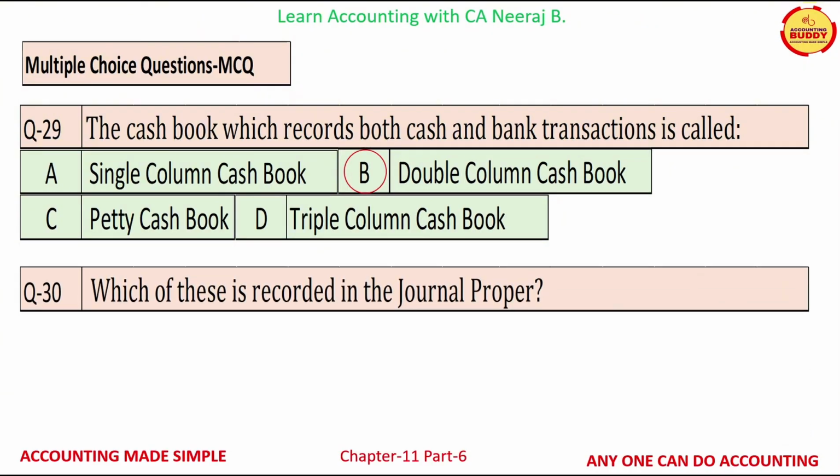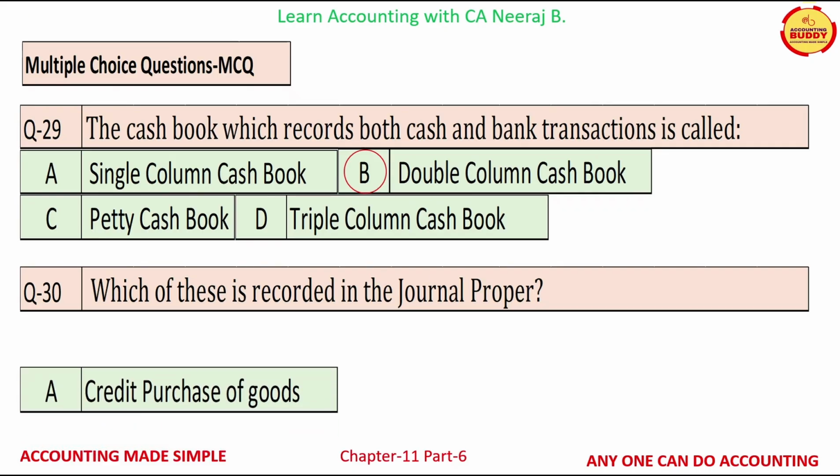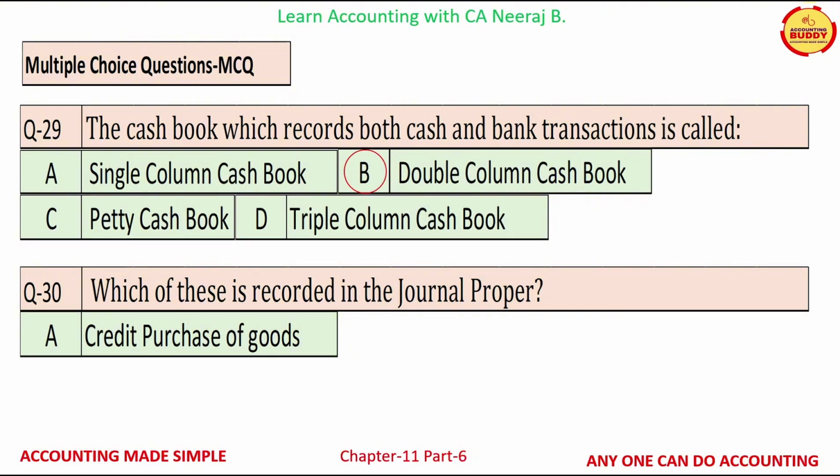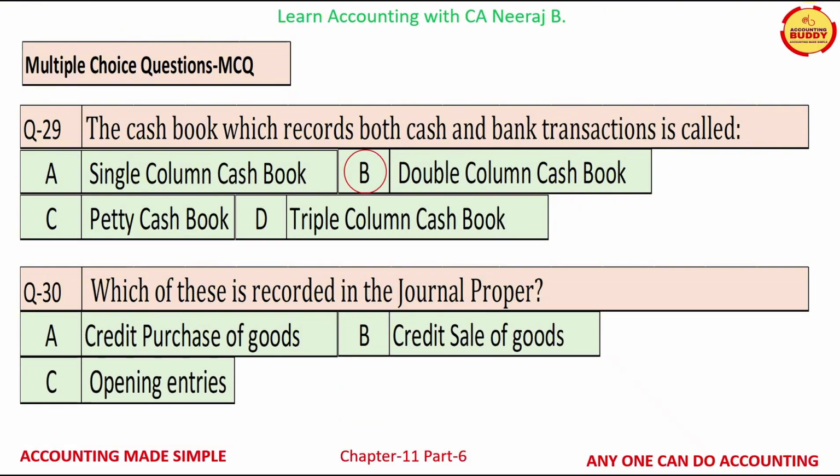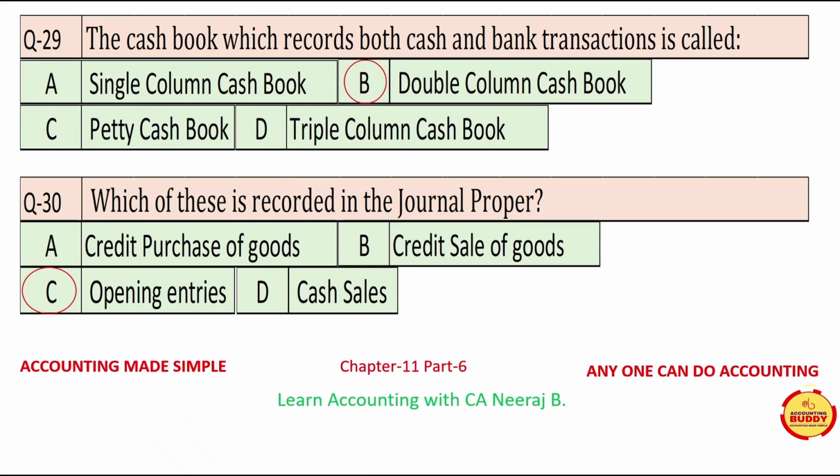Question number 30 is which of these is recorded in the journal proper? And the available options are option A, credit purchase of goods, option B, credit sale of goods, option C, opening entries, and option D is cash sales. And the correct answer is option C, opening entries.